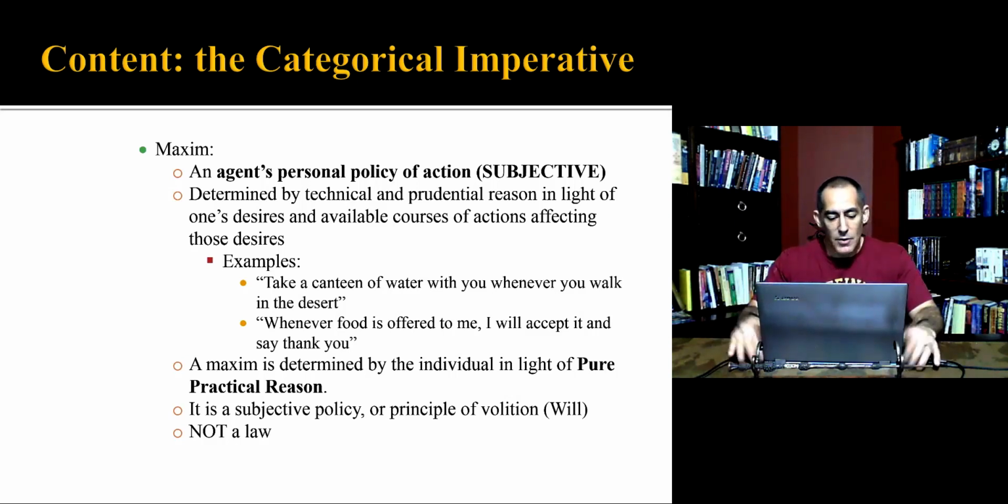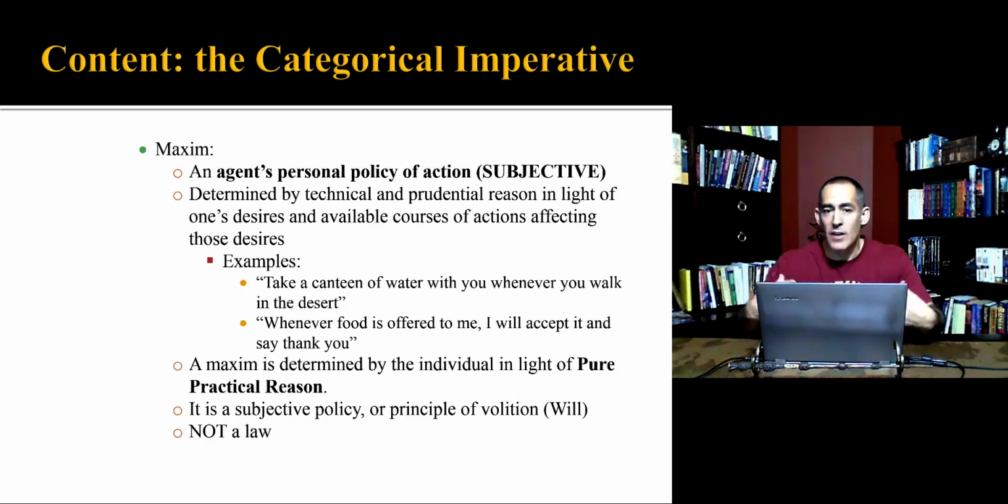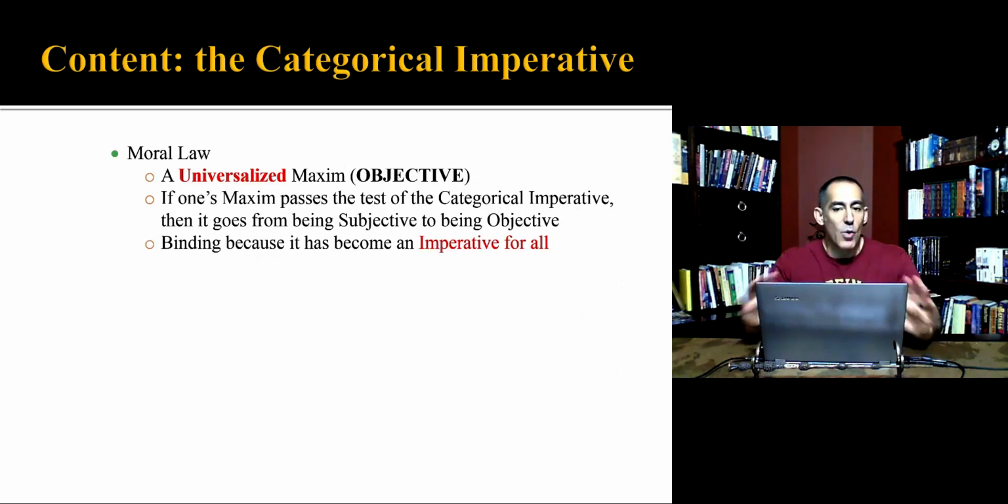And so, for example, you could have a policy like, I'll take a canteen of water with me whenever I walk in the desert. That's not a bad plan, right? Or I could say, whenever food is offered to me, I'm going to accept it and I'm going to say thank you. Those might be examples of personal, subjective maxims. Now, a maxim is determined by an individual in light of their pure practical reason. And like I said, as a subjective policy, it's a policy of the will. It's not, strictly speaking, a law when I come up with the policy for myself.